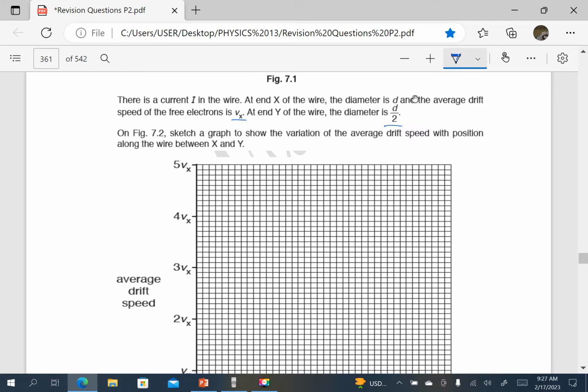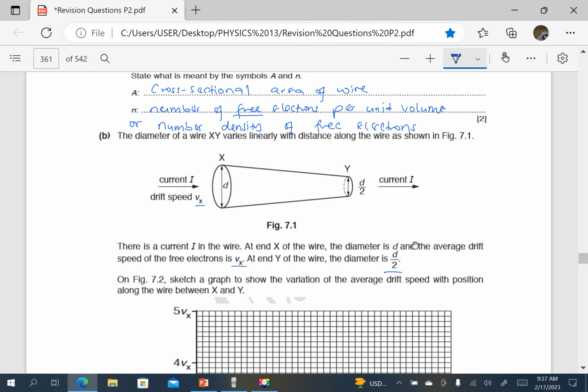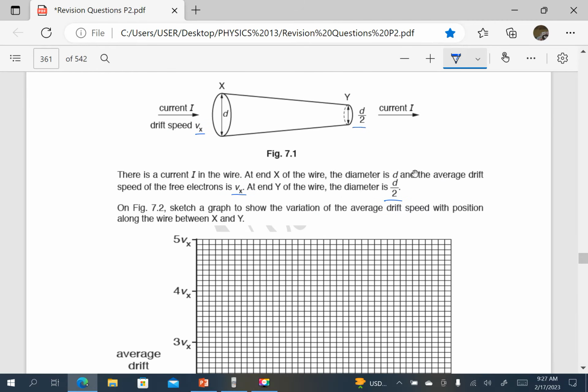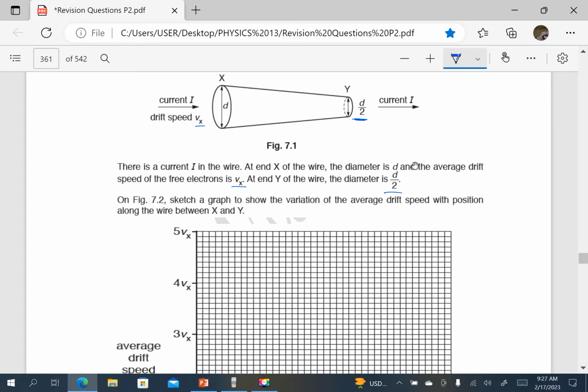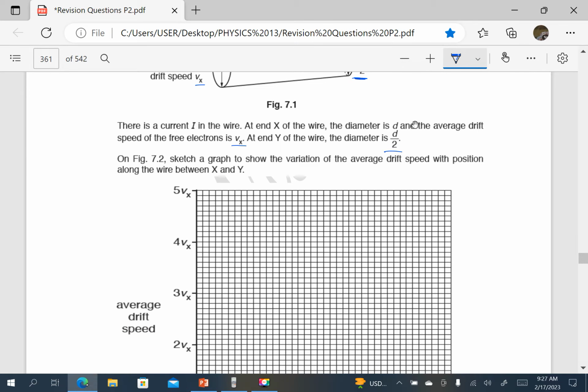On the figure, sketch a graph to show the variation of the average drift speed with position along the wire between X and Y. Of course, since the diameter of the wire varies linearly, we shall just look at what happens at the end, that is at end Y. So using the general equation, we have already seen that I is equal to nAvE, which means v is going to be the current divided by area and number density of free electrons times the charge of the electron. And we also know that the area is going to be pi times the diameter squared over 4, because they have given us diameters.